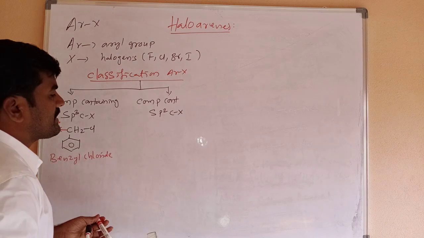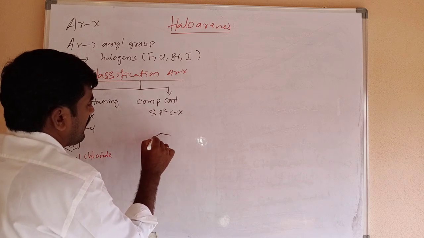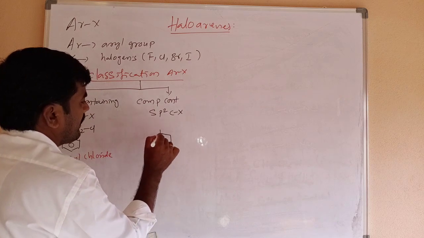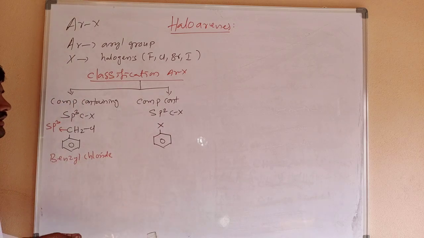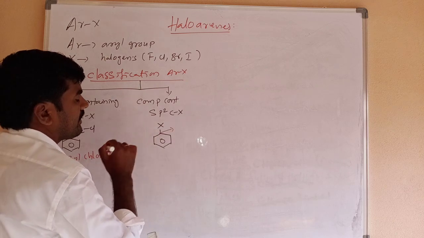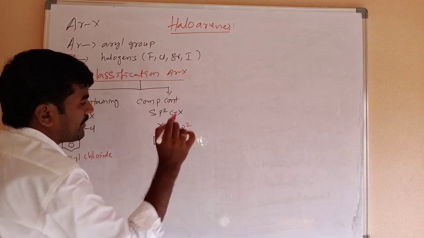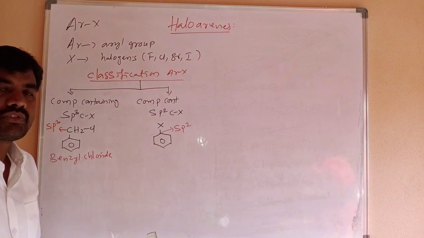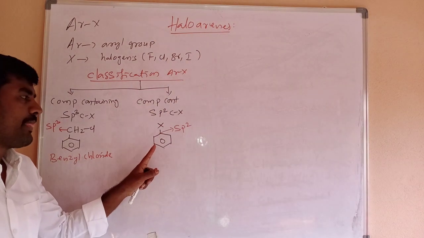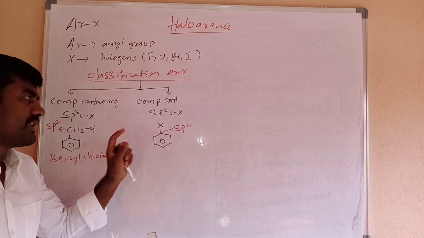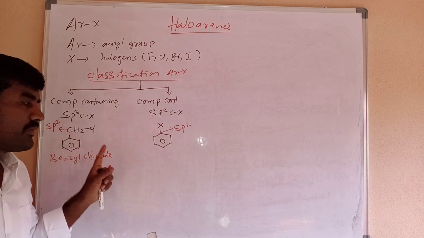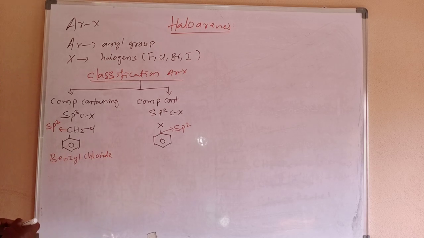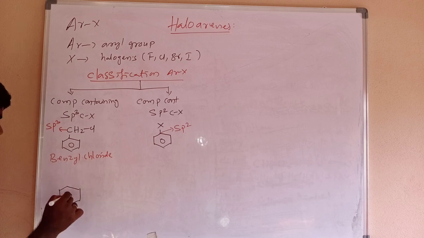What about this? The halogen atom is directly linked to the sp2 hybridized carbon atom of benzene. Directly attached on benzene. Now, benzene carbon atoms undergo sp2 hybridization. All carbon atoms undergo sp2 hybridization in the benzene ring. So halogen directly linked to the sp2 carbon, and halogen directly linked to the sp3 hybridized carbon next to the aromatic ring. Here you have to remember this: when valency is open on the benzene, this is called phenyl.